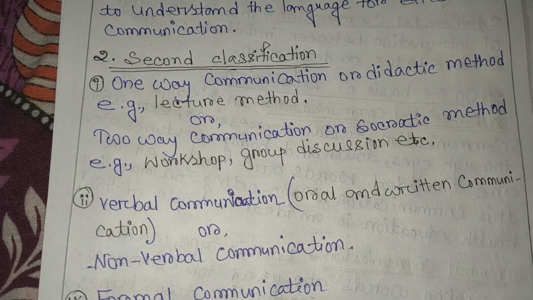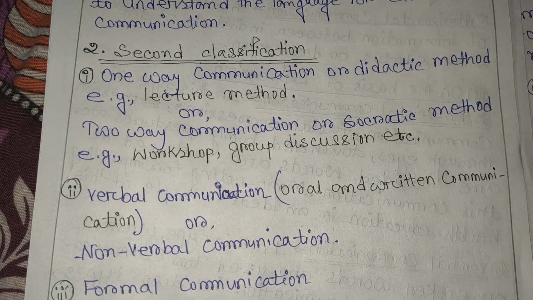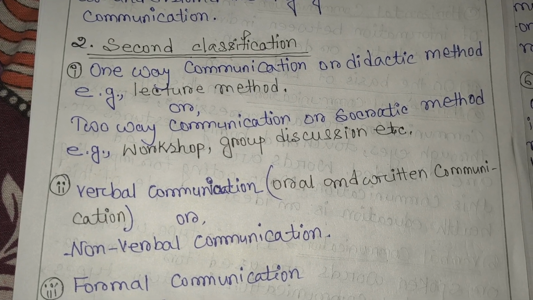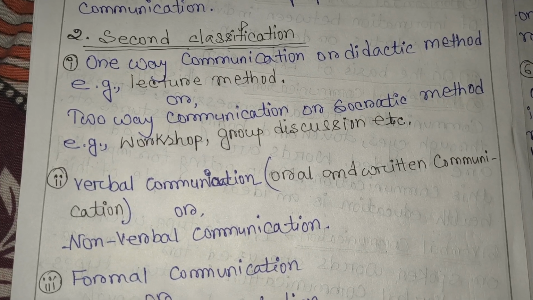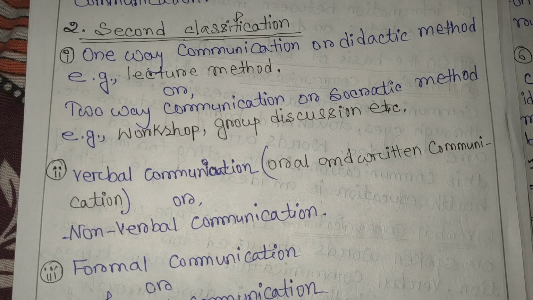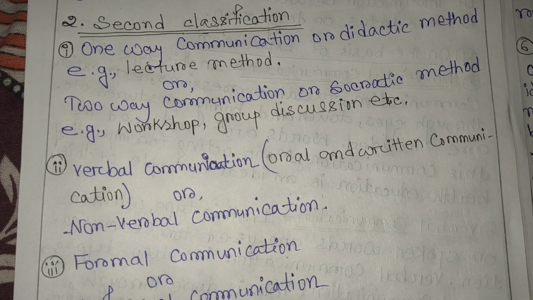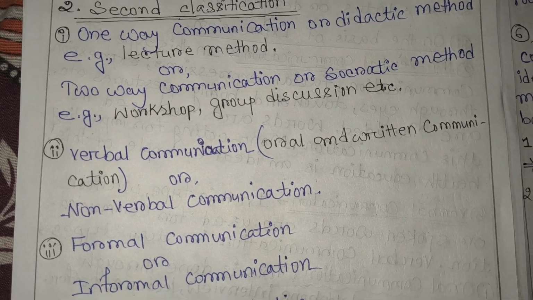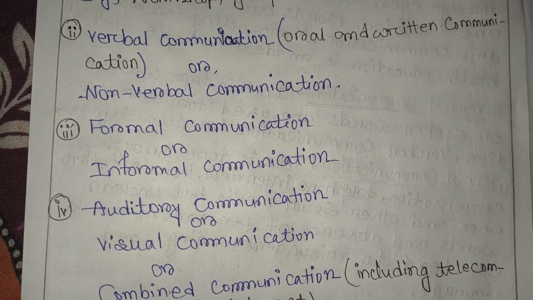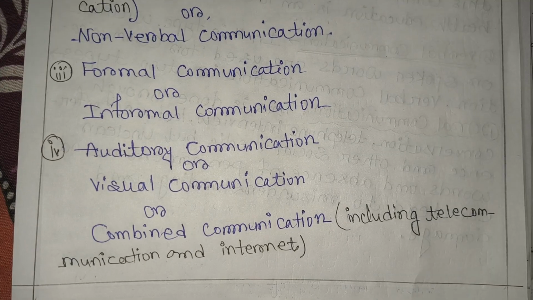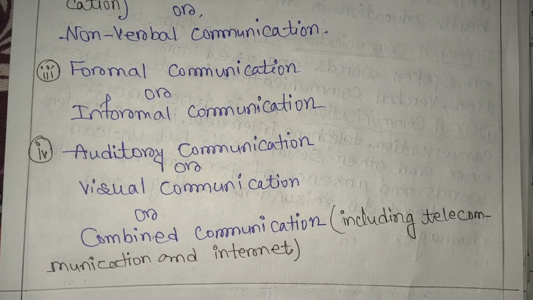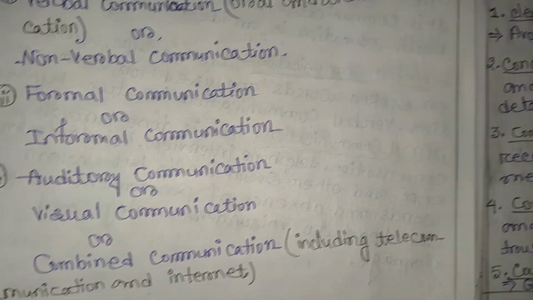Second communication: one-way communication or didactic method, example lecture method, or two-way communication or Socratic method, example workshop, group discussion, etc. Verbal communication, oral and written communication, or non-verbal communication. Formal communication, informal communication, auditory or visual communication, or combined communication. Common communication including telecommunication and internet.